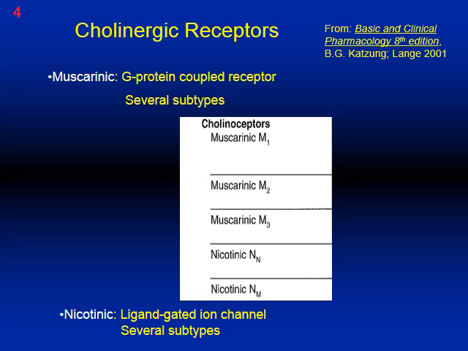So you have to pay attention to these different subtypes, because sometimes you may be asked to explain what is the consequence of activating the M2 receptor? Or what is the consequence of inhibiting the nicotinic neuronal receptor in ganglia? So keep them straight based on their organization.